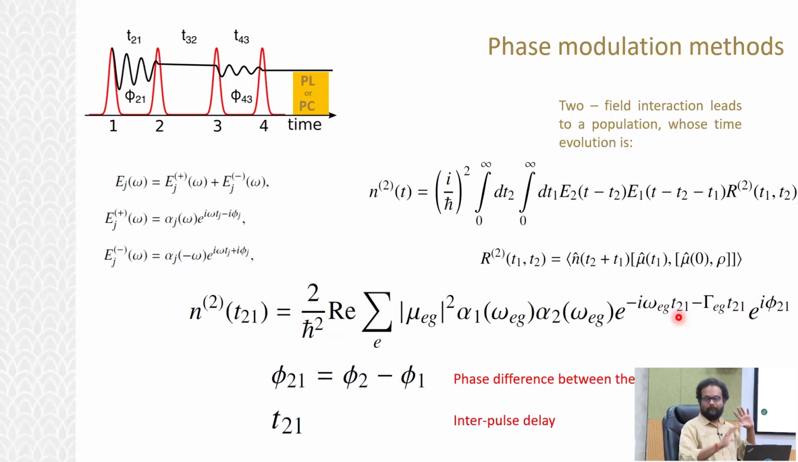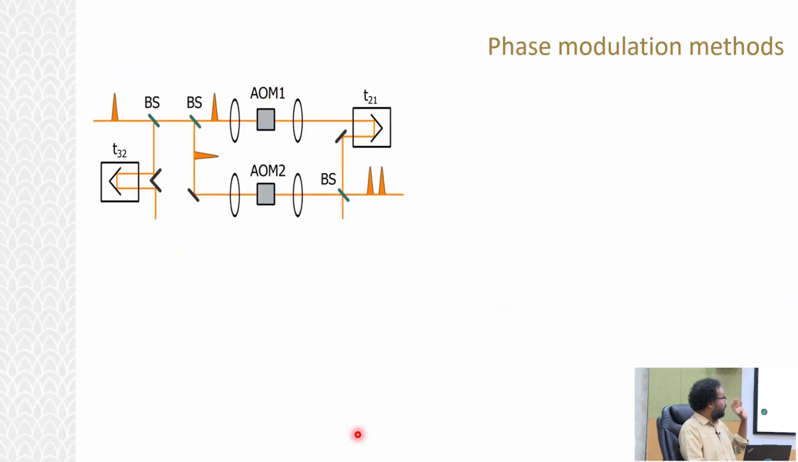Two important things. I'm looking at the population. The population evolution in this case, if I have, for example, a phase difference between the pulses, then you will have these two components. Agreed with it? Now what we do is go back to the setup.